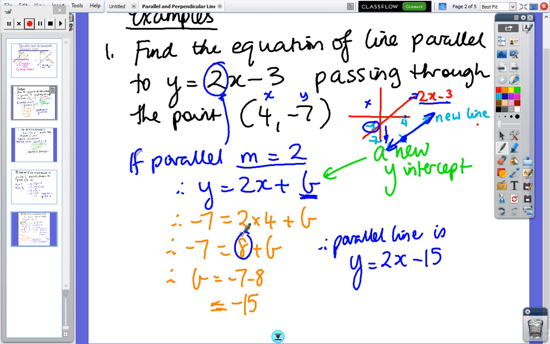The 8 has to go across the other side to isolate the b, so it becomes -8. -7 minus 8 is -15. And so the new equation is y = 2x - 15. So copy that in, and when you're ready, come to the next slide.